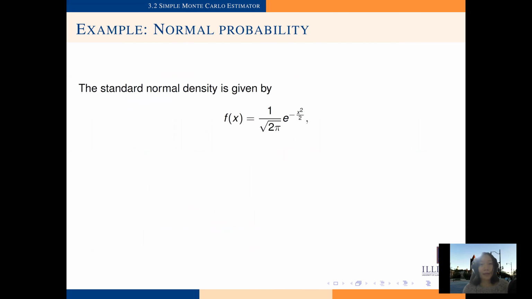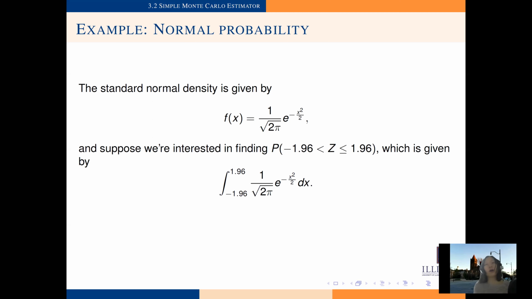Let's see an example for this that involves the normal probability. The standard normal density for a random variable z that follows normal distribution with mean 0 and standard deviation of 1 is given by this f of x over here. I'm not going to read it, you probably have memorized it from a previous class.